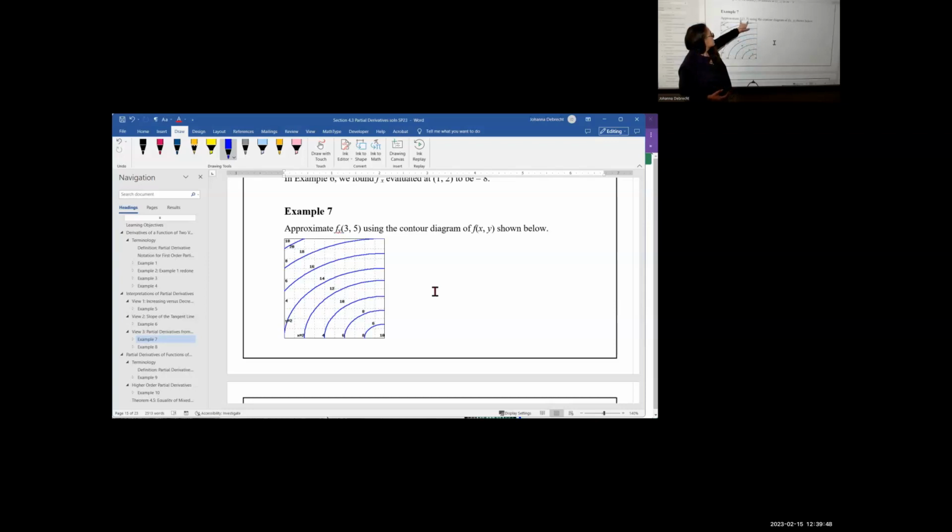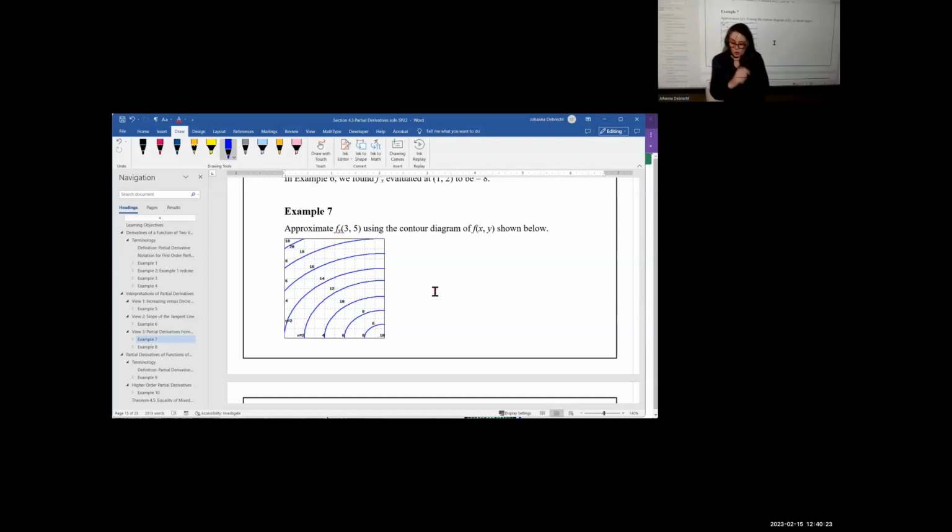And we want to approximate the partial derivative with respect to y at the point (3, 5). Now, for a partial derivative with respect to y, we're holding x constant. So this is the intersection of the surface with the plane x equal 3, all right? And this is the contour diagram that we have to work with right down here. So when we're looking at this one, what would be your first steps?